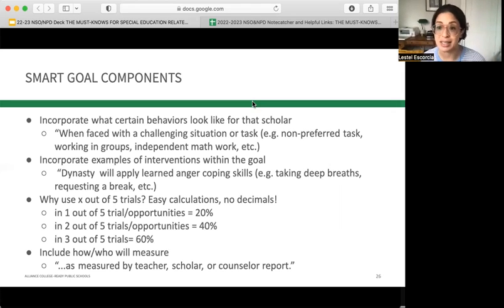It's already difficult as it is to try to measure social emotional goals, these kinds of goals, versus trying to measure an academic goal, right? Which is more intuitive and easier to glean an actual numerical value to establish what success looks like numerically. So just don't make it more complicated for yourself than it needs to be. And then including how and who will measure. So, as measured by teacher, scholar, or counseling provider.